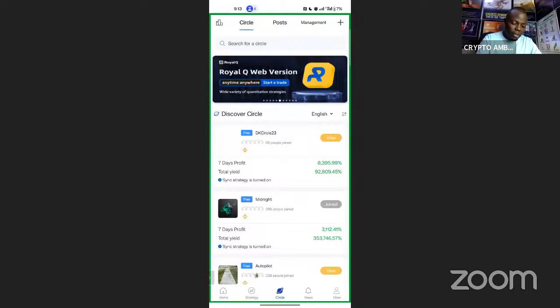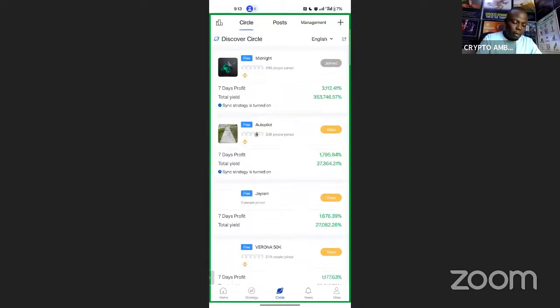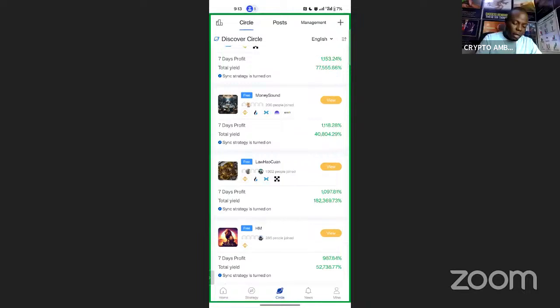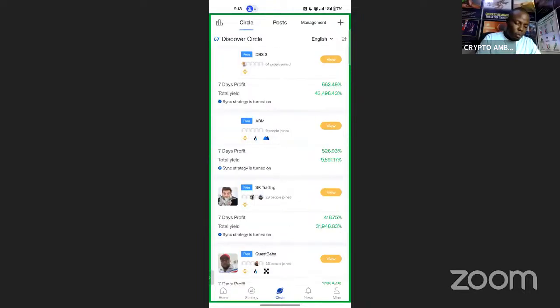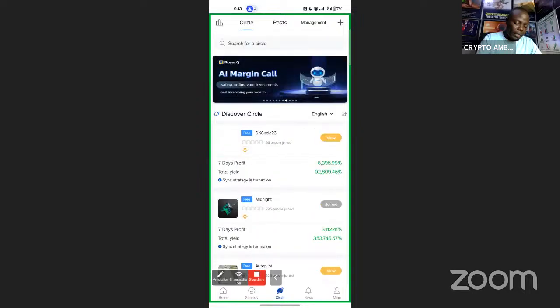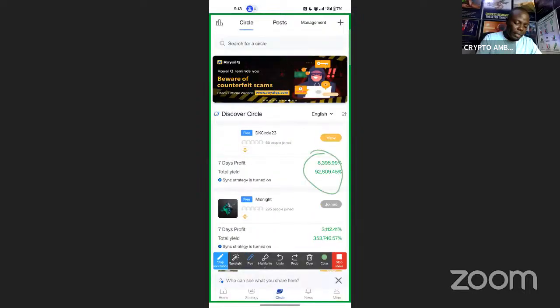I don't run any cycle. I had one, but I'm not running any currently. So you'll be able to follow through. That is what Royalq added here, the percentages able to make. Next, number 4.